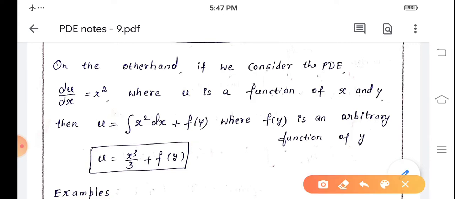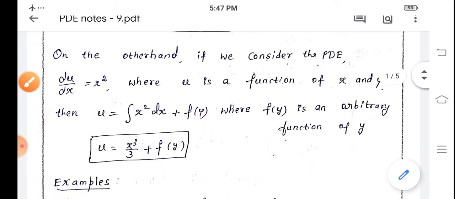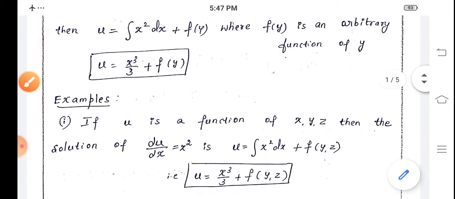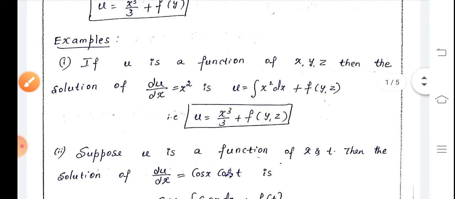Since u is a function of x and y, when we integrate with respect to x, here we take constant term as f of y, where f of y is an arbitrary function of y. On integrating this, the solution becomes u is equal to x cube by 3 plus f of y. Now let us see few examples.